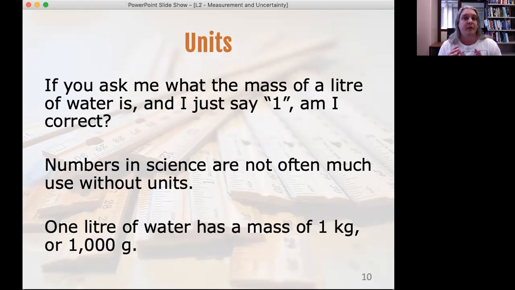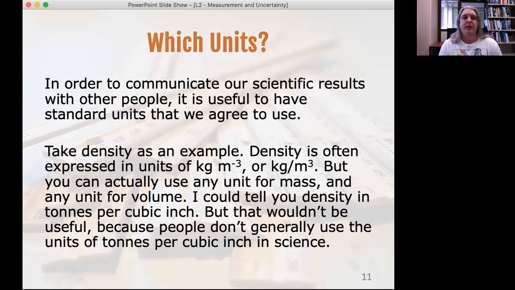There are some times where it doesn't matter. If I ask you how many pens I'm holding up and you say 2, that's correct. You don't need units. There's no units for just a count if you just count something. So there are units for most values, but occasionally you'll see something without a unit.